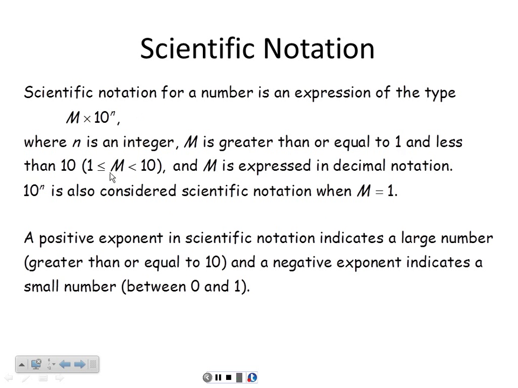So m needs to fall between 1 and 10. And m is expressed in decimal notation. So 10 to the n power is also considered scientific notation when m is equal to 1.